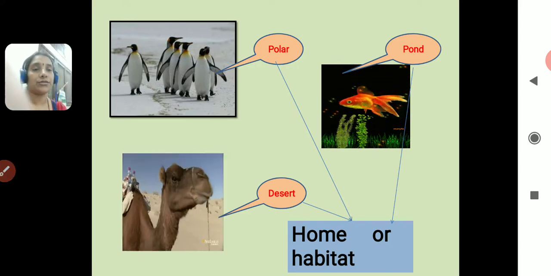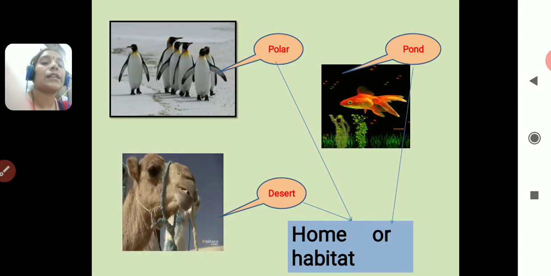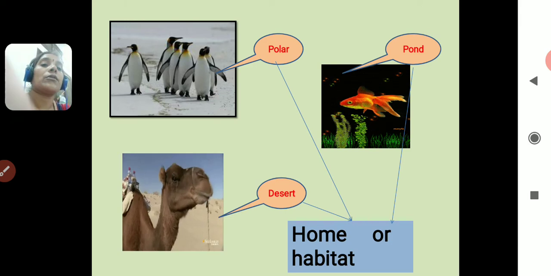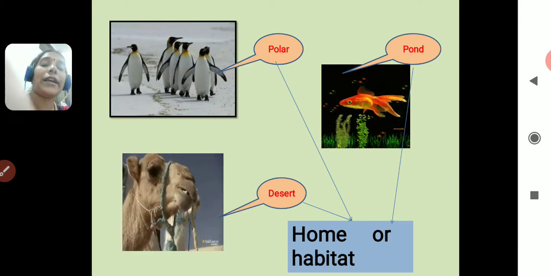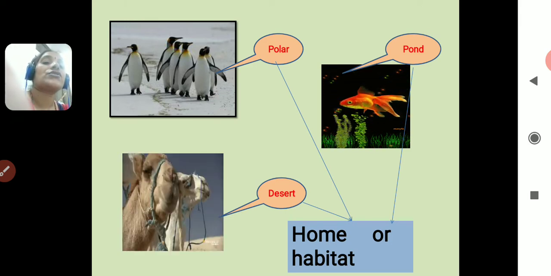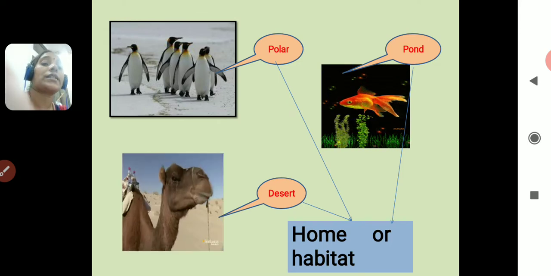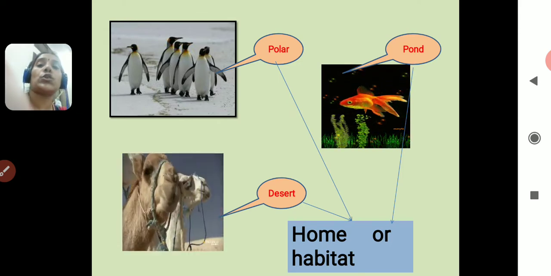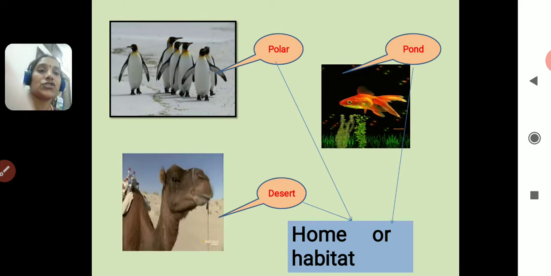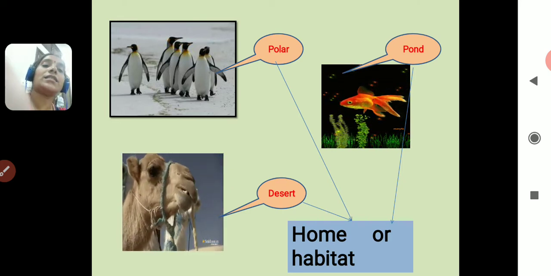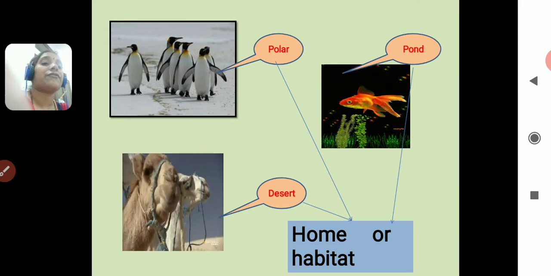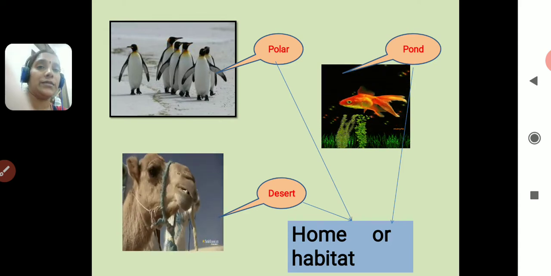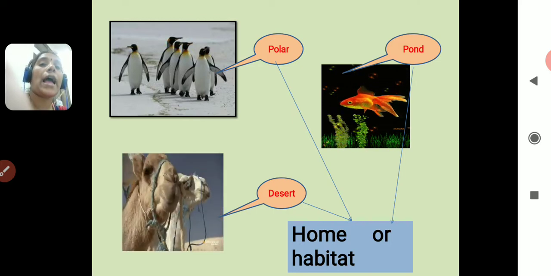Where do we live, students? We also live in a home. The place where we live, which provides us shelter, food, water, protection from enemies, protection from heat and cold, what do we call it? Shelter or home. In the same way, these different surroundings are the homes of these animals, and we call them habitat.